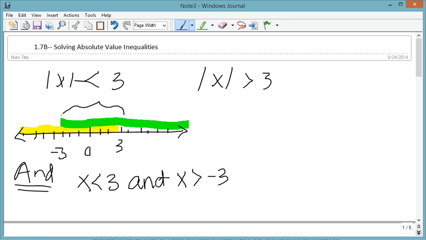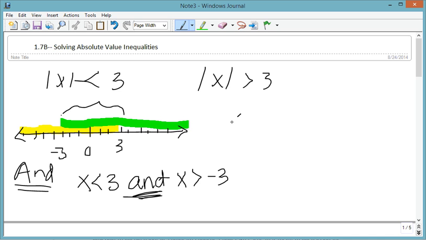Okay, so whenever we have an absolute value with a less than, it turns into an and problem. It means it's where it overlaps. And if you remember set stuff, that would be the intersection.